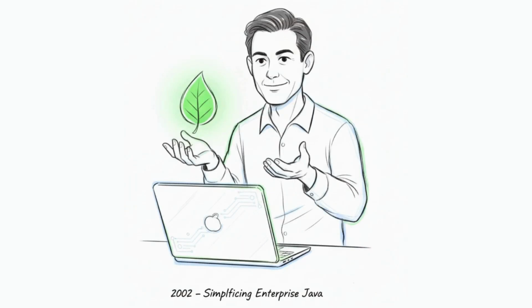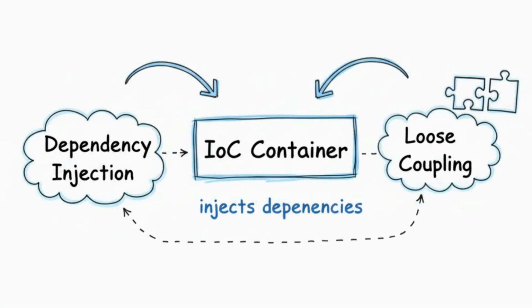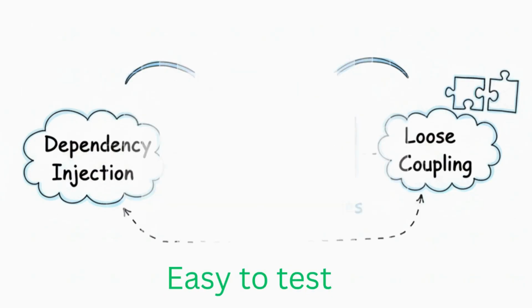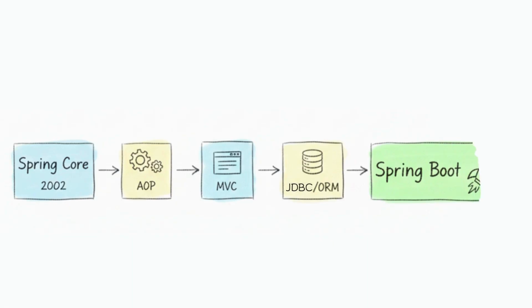Spring was created by Rod Johnson in 2002 with one simple goal: to make enterprise Java development easier. It introduced inversion of control and dependency injection, two ideas that made code cleaner and easier to test. Over time, Spring grew: AOP for cross cutting concerns, MVC for web apps, JDBC and ORM for databases. And later, Spring Boot revolutionized the setup process.